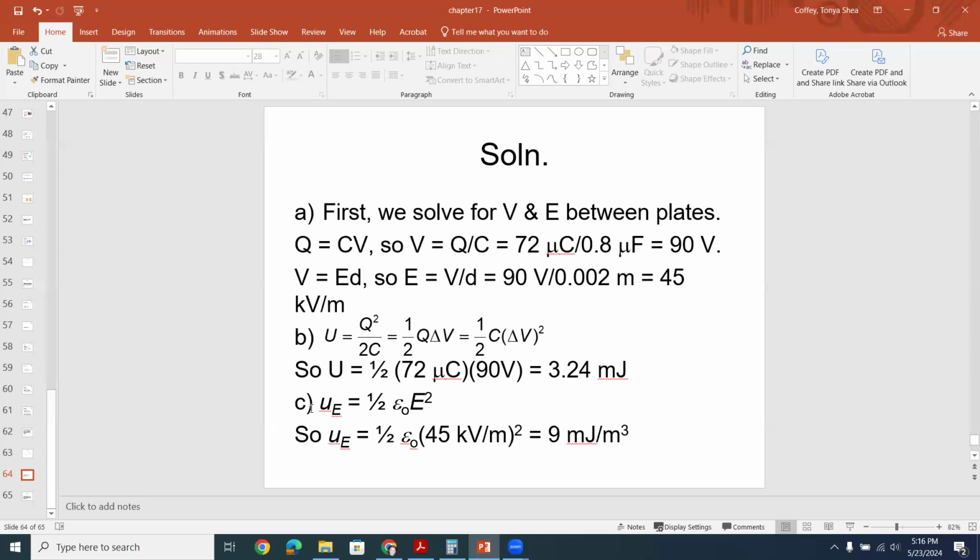Now, the energy density equation, U sub E, is 1/2 epsilon naught times the electric field squared. Remember that epsilon naught is 8.854 times 10 to the minus 12 in SI units. It's that fundamental constant of nature. It's given in the textbook and very Googleable, right? So we already solved for the electric field, which is 45 kilovolts per meter or 45,000 volts per meter. So now we can plug in 1/2 times epsilon naught times 45,000 squared, which gives me 0.009, or 9 millijoules per cubic meter, because an energy density is an energy per unit volume, so joules per meter cubed, right?